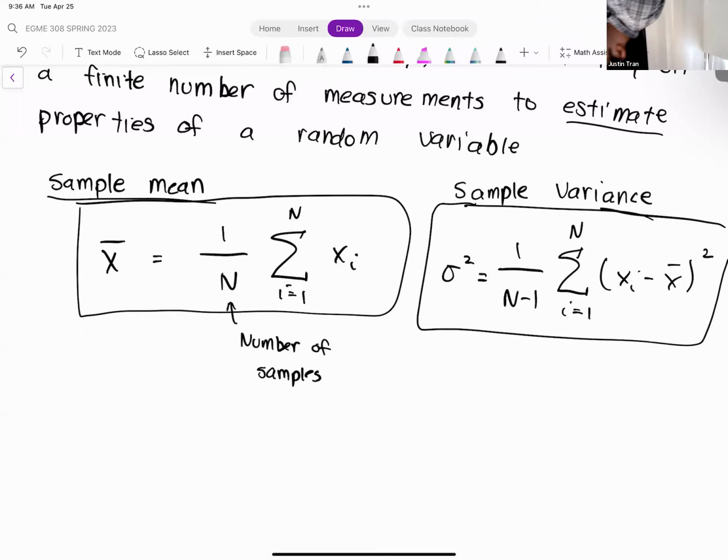All right. So if you have a finite set of measurements, a finite set of samples, this is how you compute the mean and the variance. One important distinction that I want to make about these formulas is that these are not formulas for the true mean or the true variance. These are only estimations based on the data that we have available.